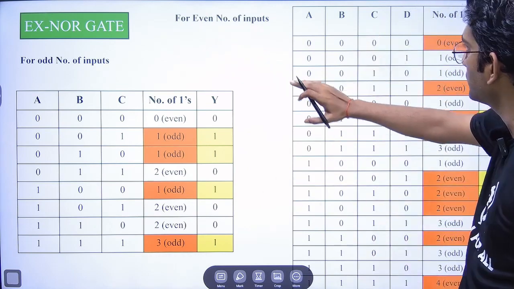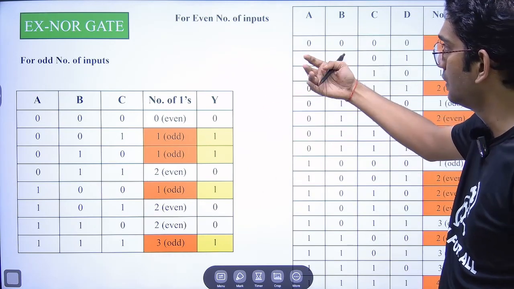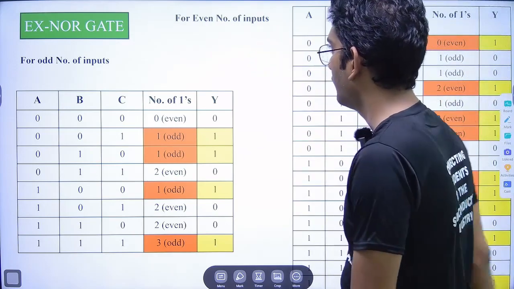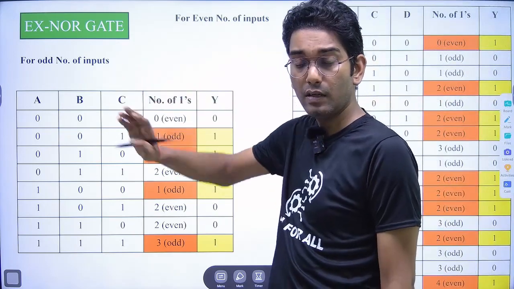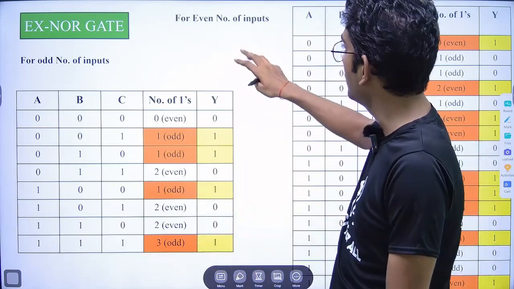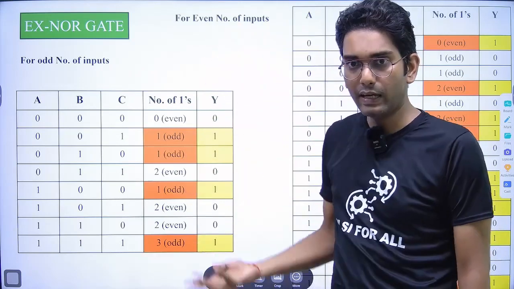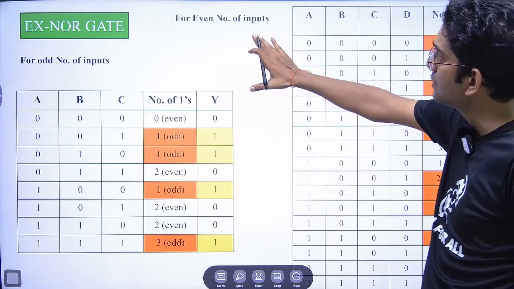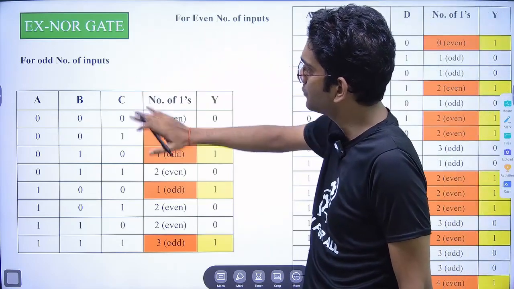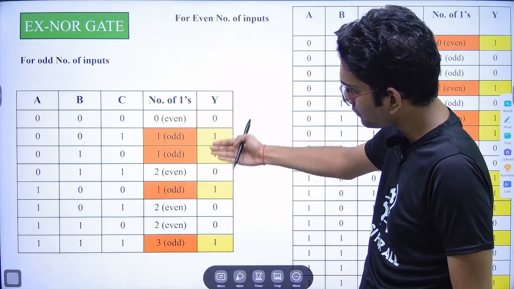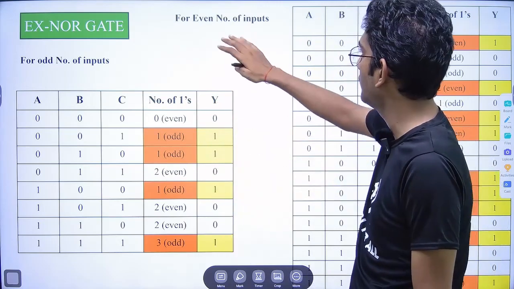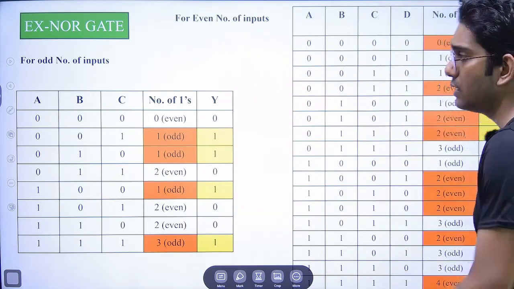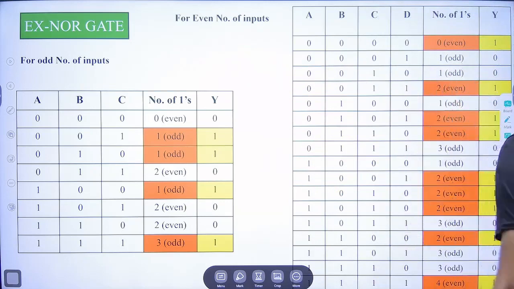If inputs are an even number, for an even number of inputs it acts as an even number of ones detector. For an odd number of inputs it was acting as an odd number of ones detector, and for an even number of inputs it will act as an even number of ones detector. So what is happening here?